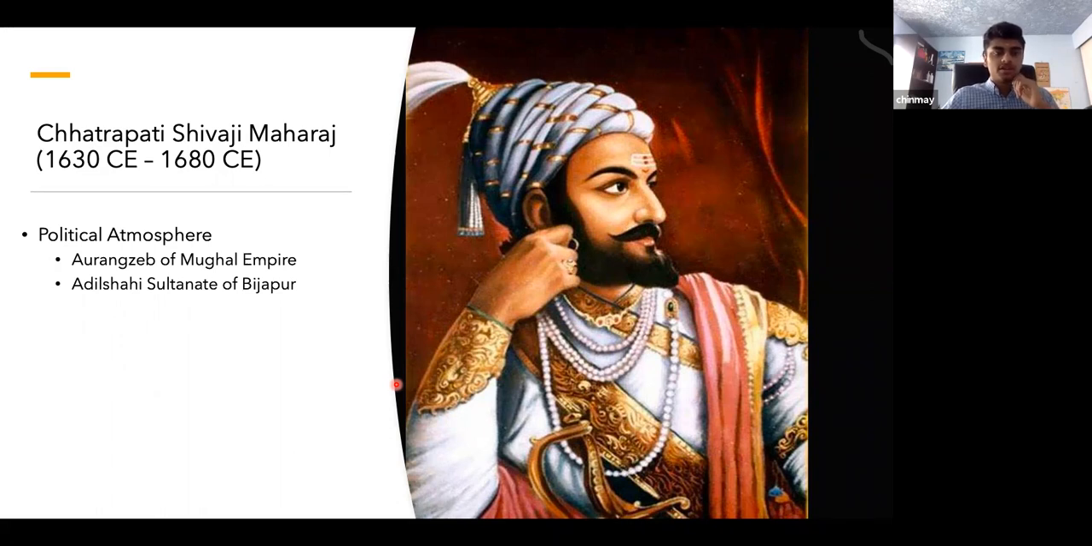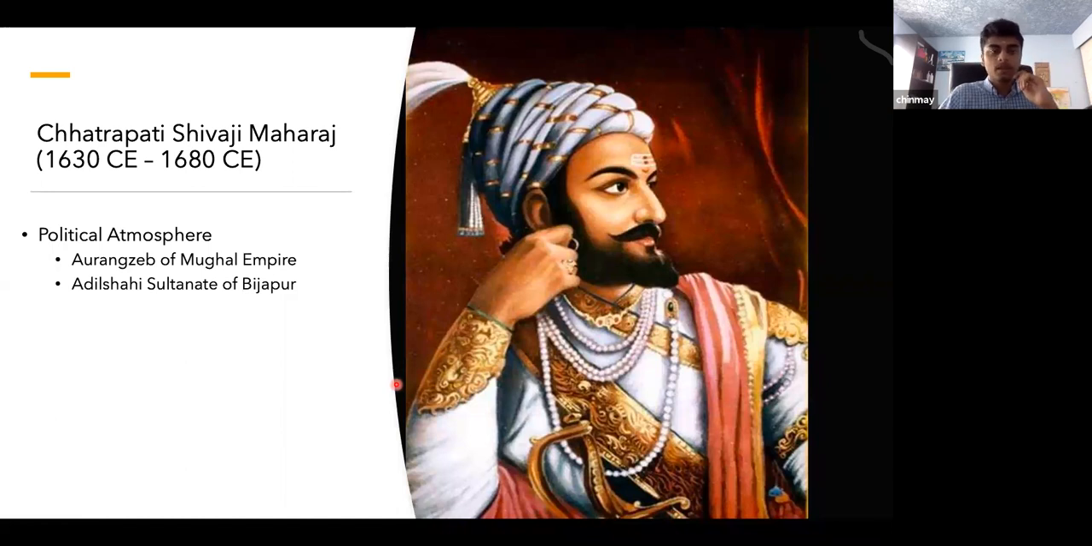Chhatrapati Shivaji Maharaj at this time was no longer a Chhatrapati, nor was he respected as a Maharaj. He was just Shivaji when he was born. Political atmosphere in which he was born, I talked about Aurangzeb with the Mughal Empire. And at this point, Ahmednagar was conquered by the Mughals, and Bijapur was a sultanate that was left. The Adil Shahi Sultanate was ruled by Adil Shah. This was a political atmosphere in which he was born.